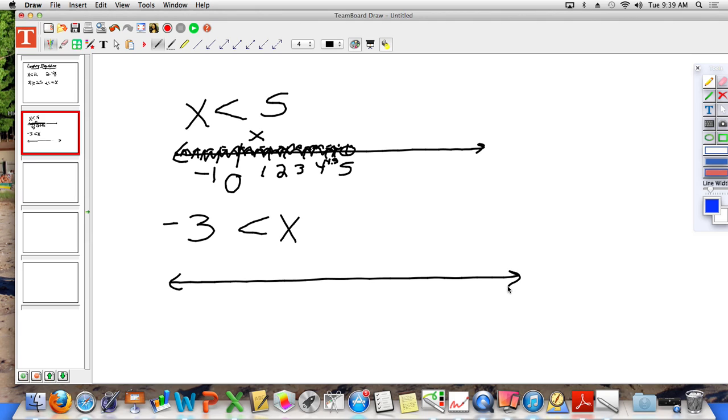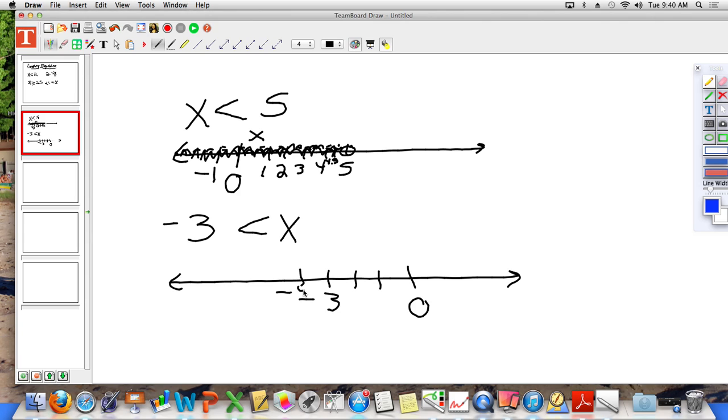Locate 0, but I'm going to put 0 over here now because I'm graphing things that are greater than -3. So what I really want to do is locate -3. That's kind of the most important number on this number line for this example. X is greater than -3. So what am I going to do?